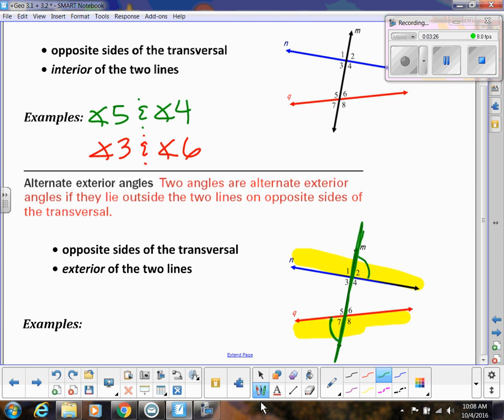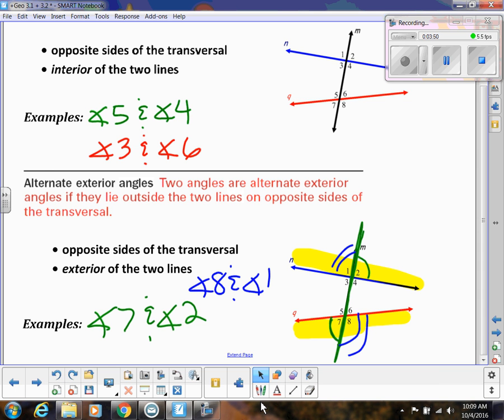So I can't say 7, 8. 7 and 8 are on opposite sides of the transversal, but they're on the same line Q. We want them on opposite lines as well. So we're talking about 7 and 2, and also 8 and 1. So those are what we consider alternate exterior angles.